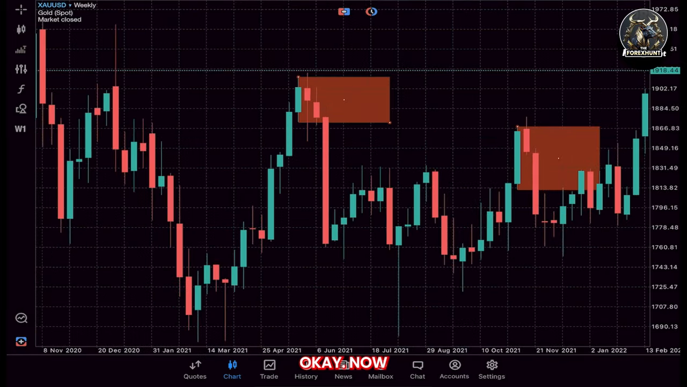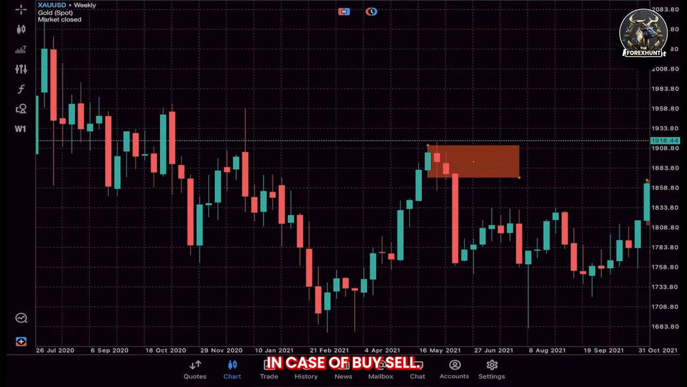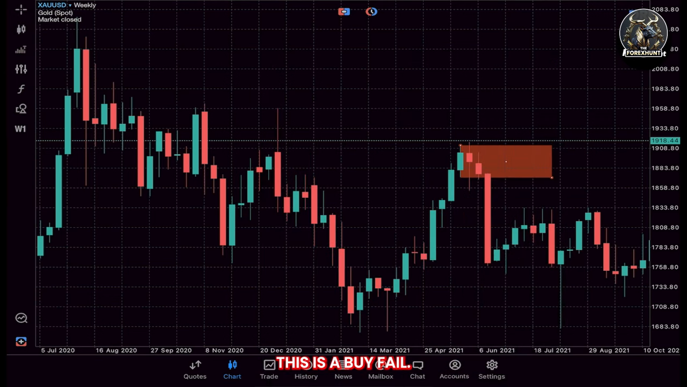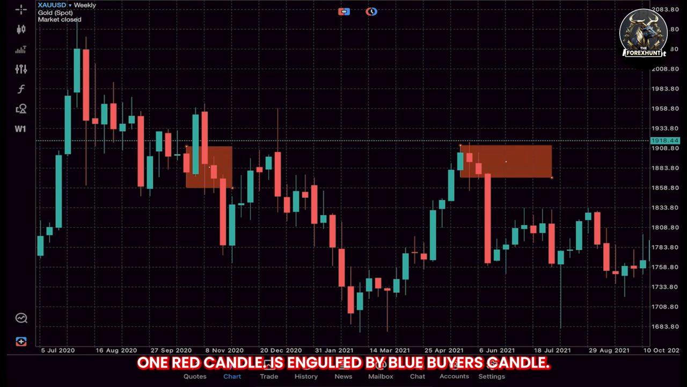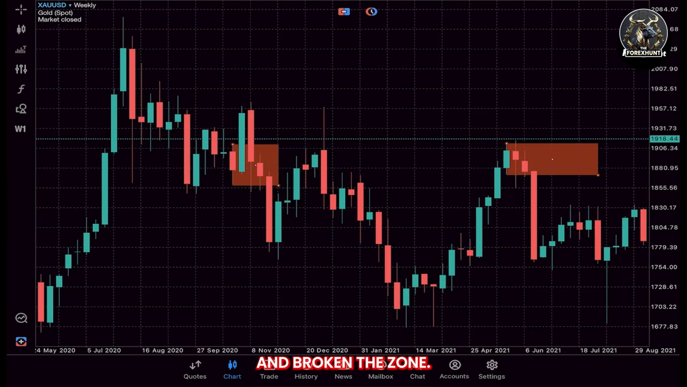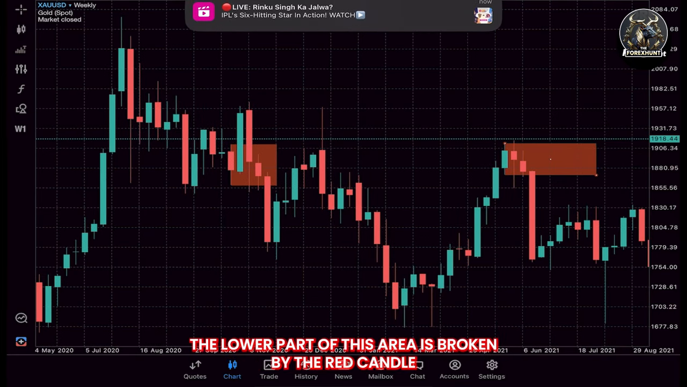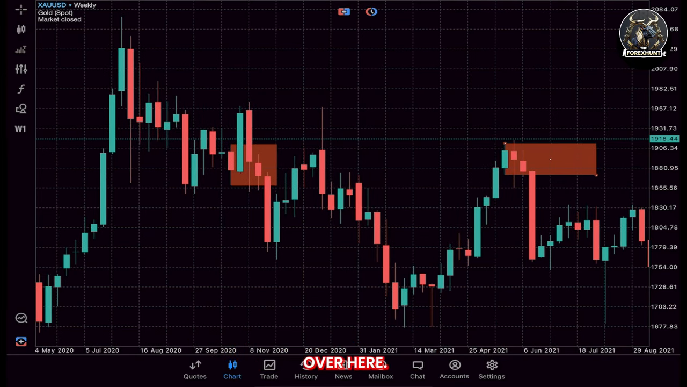Okay, now in the case of a buy fail, this is a buy fail. This is an engulfing buy: one red candle is engulfed by a blue buyer's candle, and the buyer's candle is engulfed by three consecutive red candles, which broke the zone. The lower part of this area is broken by the red candle over here. So this is a proper example of an engulfing buy fail.